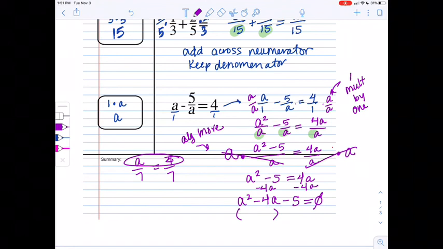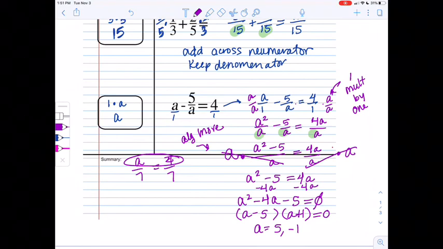I can factor this. So factors of negative 5 that add to negative 4: a minus 5, a plus 1. And then to solve, I'd have a equals 5 and a equals negative 1. All right, take a breath. You finished that, but you're not done. Why are you not done?